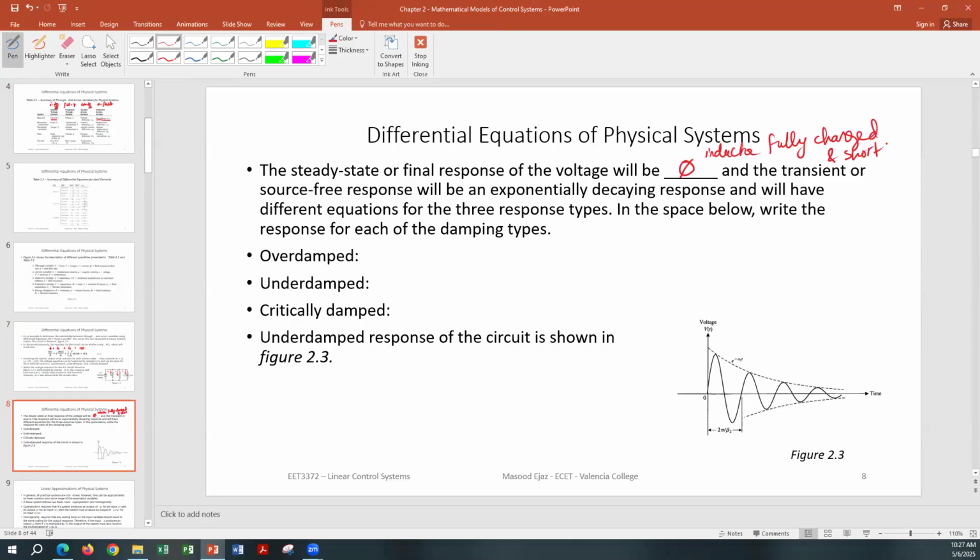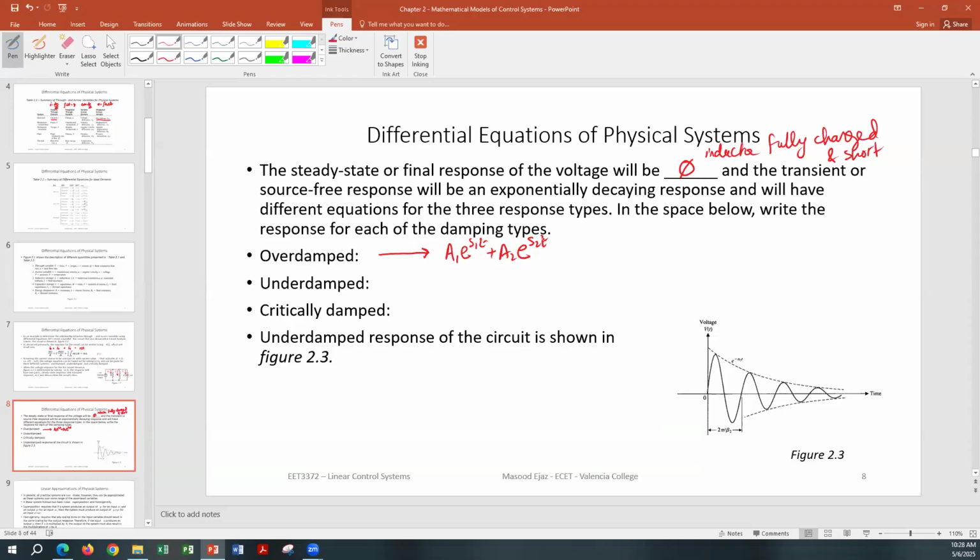The transient source-free response is going to depend upon what type of damping you have. If it's an overdamped circuit, then of course the transient response is simply exponential decay. Anybody remember what the characteristic equation of the overdamped circuit is? Both terms depend on the exponentials e^(s1 t) and e^(s2 t). S1 and S2 are the roots of the quadratic characteristic equation, and both values are negative, so it's going to be a negatively decaying response.